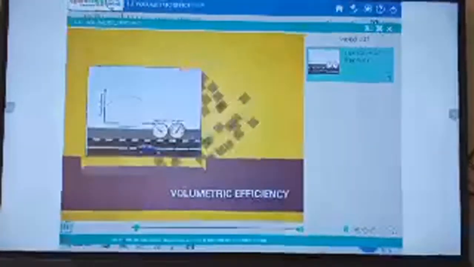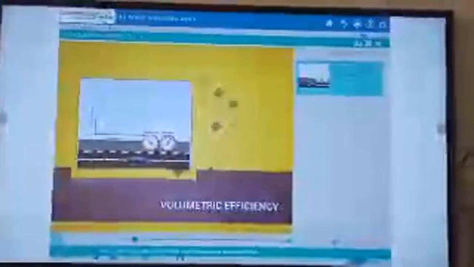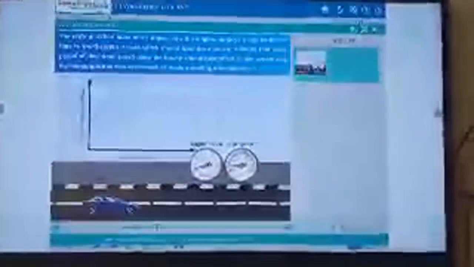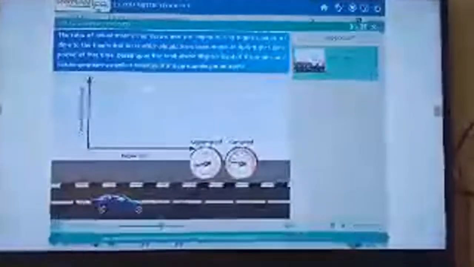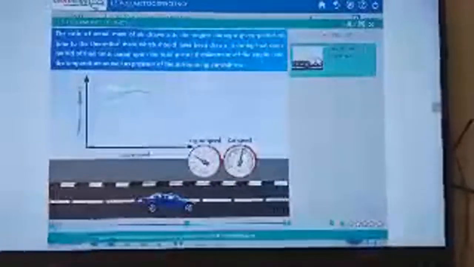Volumetric efficiency. In this video, we will discuss the volumetric efficiency. Let us see the concept of volumetric efficiency. The ratio of actual mass of air drawn into the engine during a given period of time to the theoretical mass, which should have been drawn in during that same period of time, based upon the total piston displacement of the engine and the temperature as well as pressure of the surrounding atmosphere.